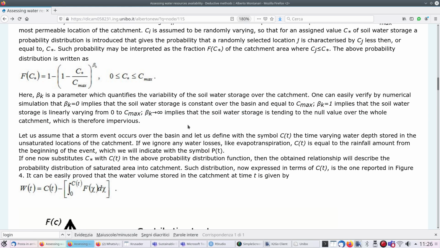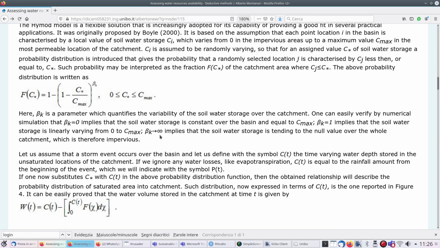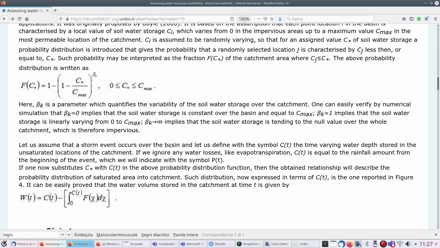It is important that you get this. It is important that you get the assimilation between probability distribution and the fraction of the catchment with a given storage. It's important that you get the fact that with varying beta K, we vary how storage is varying over the catchment. It's important that you get this by your individual reasoning that you should make as a homework. It's important that you get that beta K equals 0 implies constant storage equal to Cmax. Beta K infinity implies that the soil water storage is tending to the null value and therefore the catchment is impervious. Good. So this is the first thing that I wanted to concentrate on, and the numerical simulation helps you in this respect.